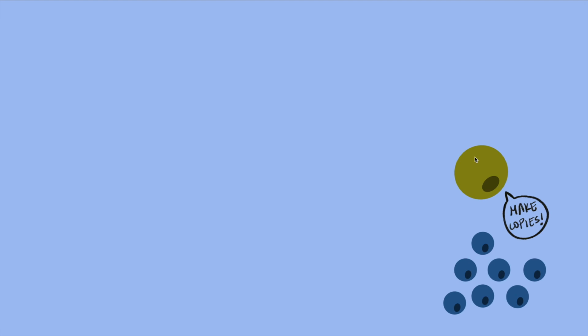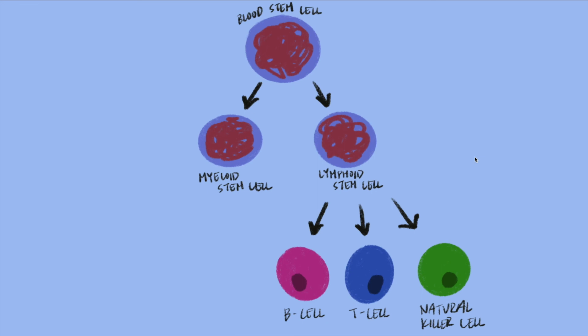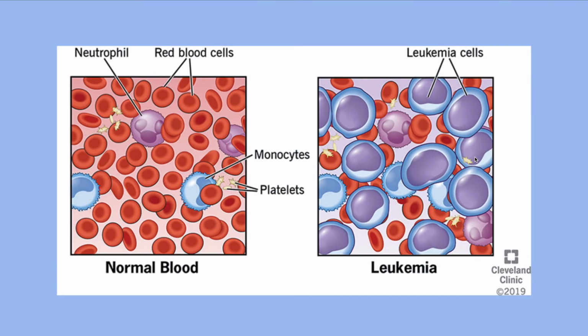But what happens when these immune cells become cancerous, like in leukemia? Normally, the bone marrow makes blood stem cells that mature into either myeloid stem cells or lymphoid stem cells. Lymphoid stem cells eventually become one of three types of white blood cells: B cells, T cells, and natural killer cells. However, in the case of leukemia, there is an overproduction of immature white blood cells, which do not function normally and are not able to fight infection very well. They could eventually multiply to the point of crowding out healthy white and red blood cells and platelets. This could result in increased infection and anemia, among other symptoms.